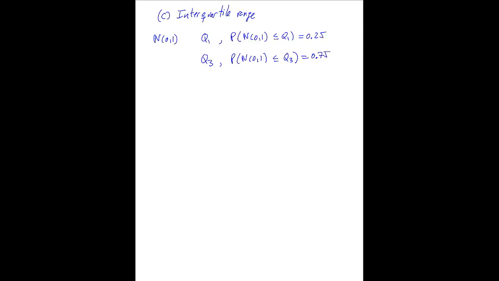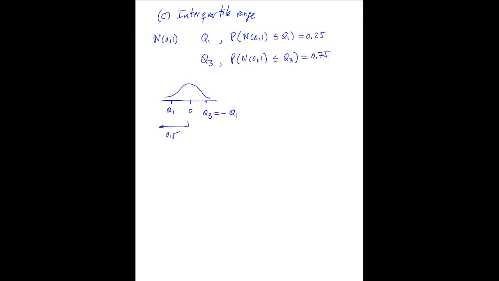First of all, by the symmetry of the distribution, here is a 0. This quantity is 0.5. So if this is Q1, then by the symmetry, Q3 is going to be the negative of Q1. So we really need to compute only one of the two.